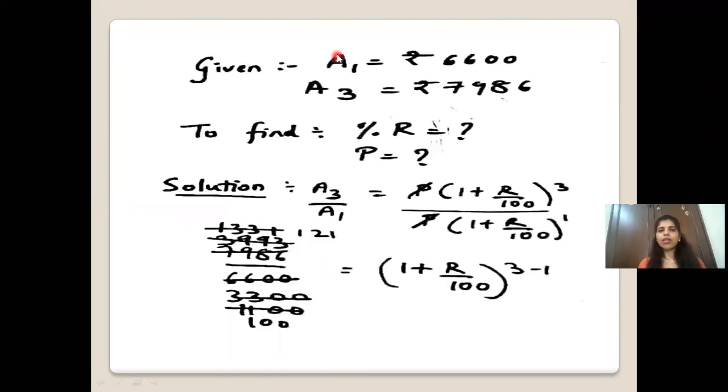So here we'll write the given thing first. Amount for 1 year is 6600. Amount for 3 years is rupees 7986. We have to find the rate and the principal. So we take the ratio of amount 3 and amount 1. Accordingly we take the ratio of their formulas as well. P gets cancelled. As you can see, the base is the same, 1 plus R upon 100. So you take the base once and you write 3 minus 1 as the power on the right side. And on the left side, you substitute these values. For A3, you write 7986 and for A1, 6600, and simplify it.